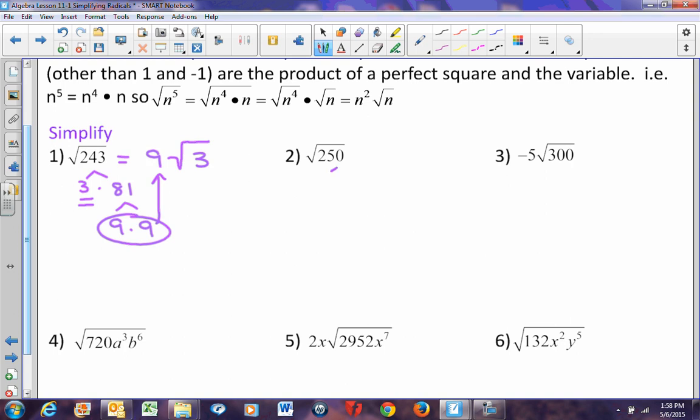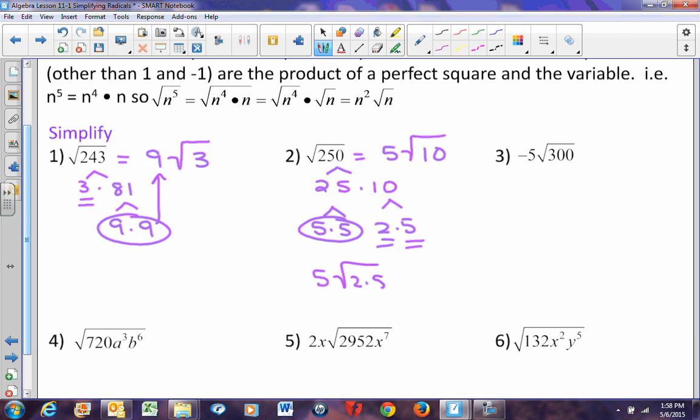Look at 250. That's 25 times 10. 25 is 5 times 5. 10 is 2 times 5. I'm going to pair up my numbers. I can pair up the 5s, but the 2 and the 5 don't get paired up. So the 5 comes out, and the 2 and the 5 stay back underneath. Multiplied together, they become 10. So this became 5 square roots of 2 times 5, which equals 5 square roots of 10.